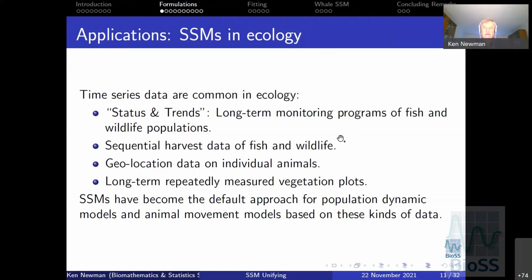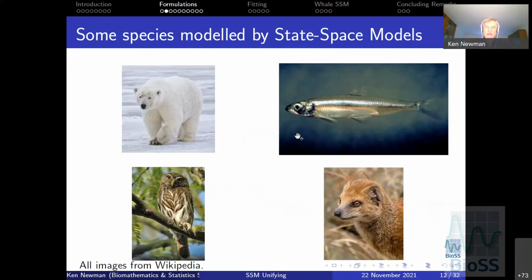Now, state space models have in the last probably 10, 15 years become the default approach for modeling population dynamics, and also the default approach for modeling animal movement, given really by increases in the amount of measuring devices like radio collars and GPS, acoustic tags, and so on that are creating these massive data sets. And state space models give you a way to coherently use those multiple types of data. Just some pictures here of different animals that have been modeled. Their dynamics have been modeled with state space models: polar bears, small smelt, desert owls, and mongoose.